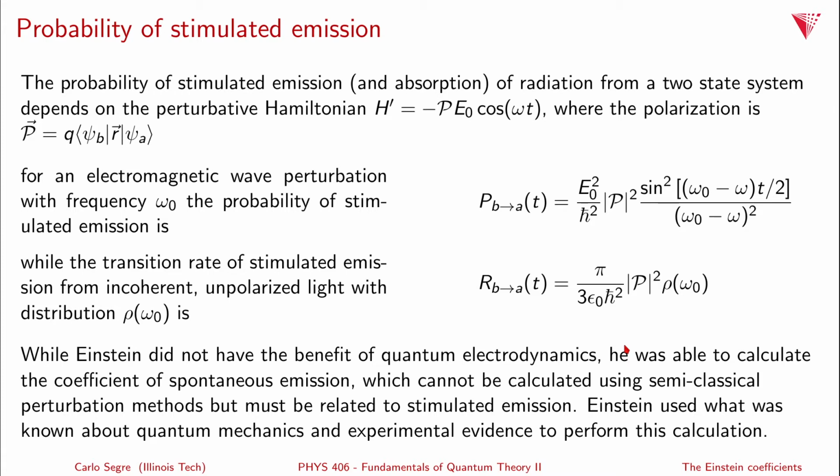Now, Einstein didn't have the benefit of quantum electrodynamics to derive the proper rate for spontaneous emission, which is really stimulated emission from incoherent radiation in the vacuum. He was able to calculate the coefficient of spontaneous emission using what was known about quantum mechanics at the time and any experimental evidence. And he used the reasoning that this coefficient for spontaneous emission had to be related somehow to the coefficient for stimulated emission.